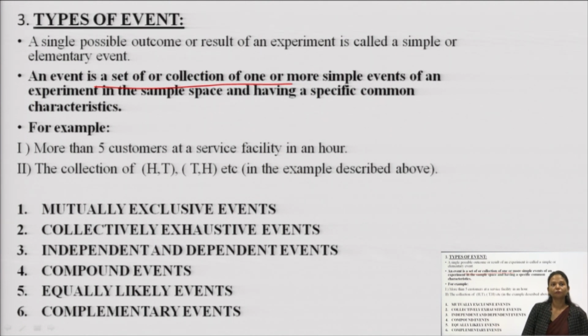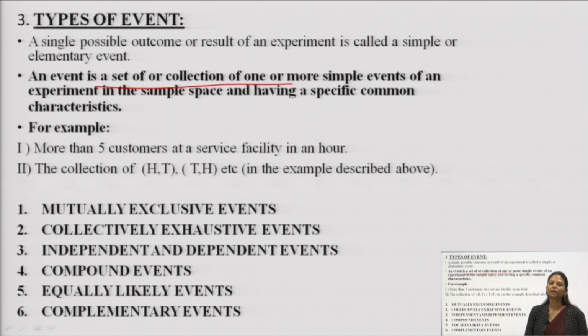For example, more than 5 customers at a service facility in an hour is one example. Here we are talking about more than 5 customers, we can talk only about the customers, we are not talking about anybody else. The second example is the collection of head tail, tail head, etc., as we have used in the earlier question. We are talking about customers, common characteristic, all are customers, we are not talking about other people. Now, the second is we are talking about 2 coins being tossed twice. So, these could be the types of event.